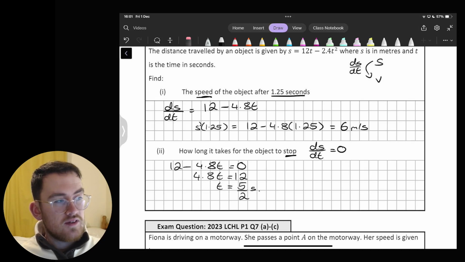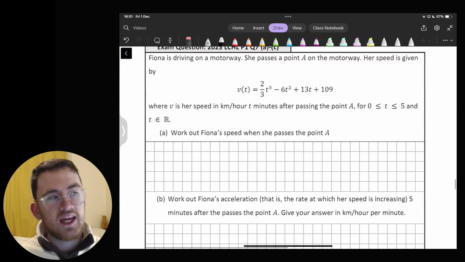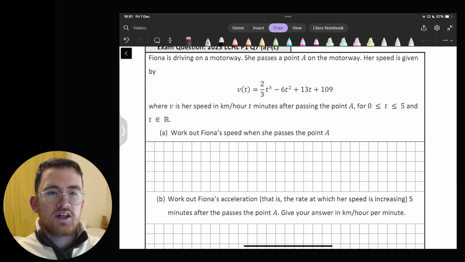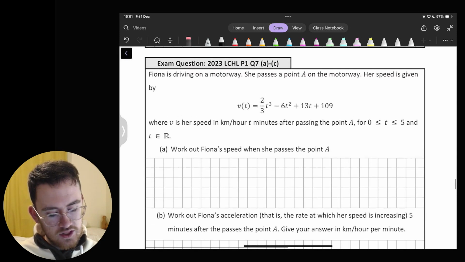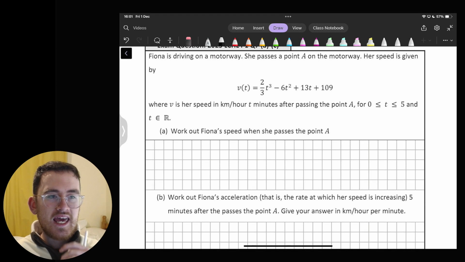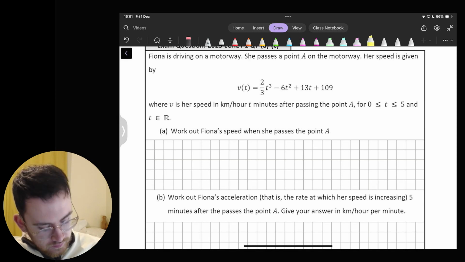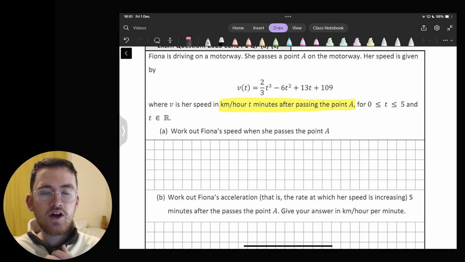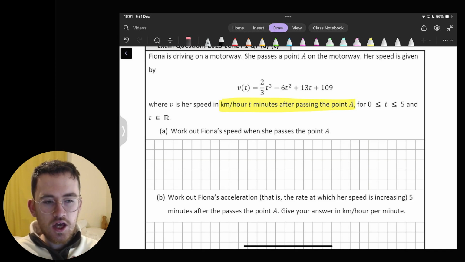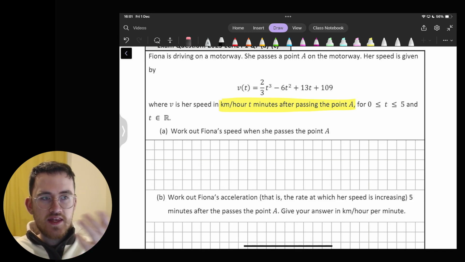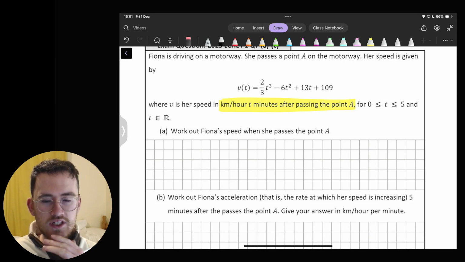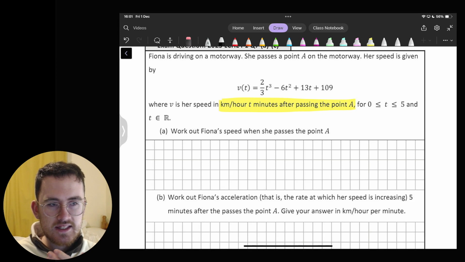Okay, we'll get into a bit of a longer question now, but again, hopefully fairly straightforward. From last year's paper, Fiona is driving on a motorway. She passes a point A on the motorway and her speed is given by this function, where V is her speed in kilometers per hour, t minutes after passing the point A. So remember, V here clearly represents velocity because it's with reference to this point A.